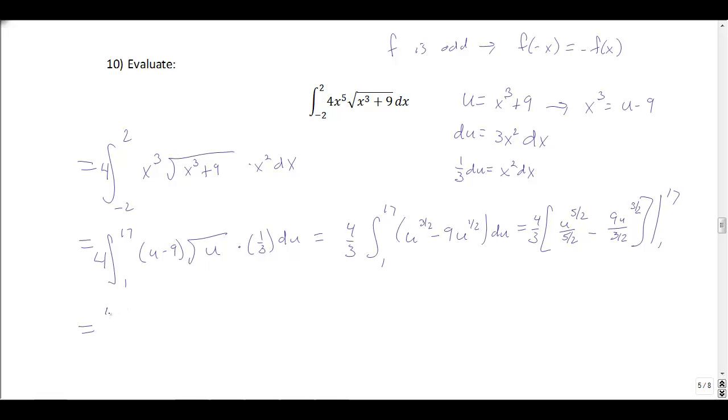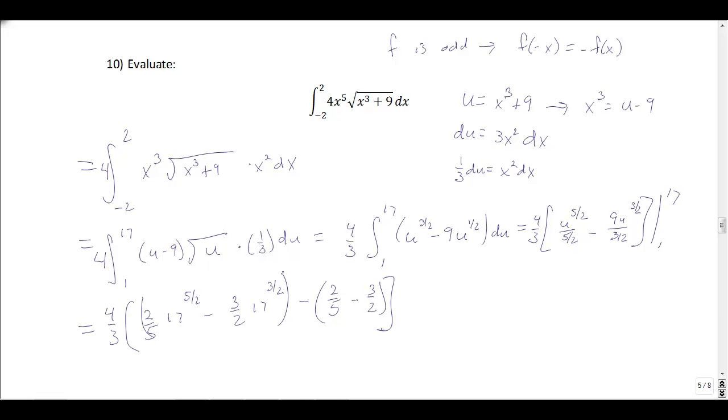And when I evaluate this, I get 4/3 times, when I do the 17, a 2/5, since dividing by 5/2 is multiplying by 2/5. Really 17 to the 5/2, minus a 2/3, but that times 9 will end up giving me a 3/2. So 17 to the 3/2. Maybe I should do it this way, parentheses, and then subtract. When I plug in the 1, I get a 2/5 minus the 3/2.